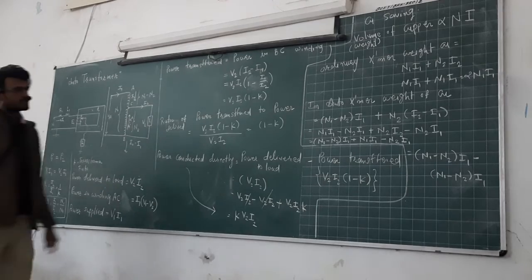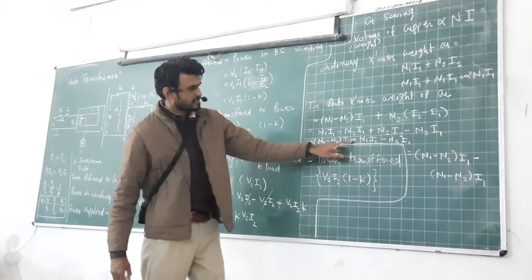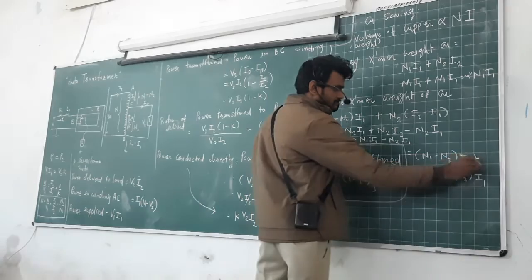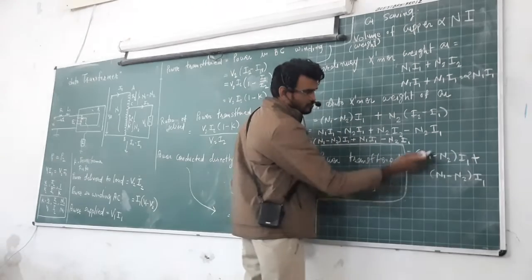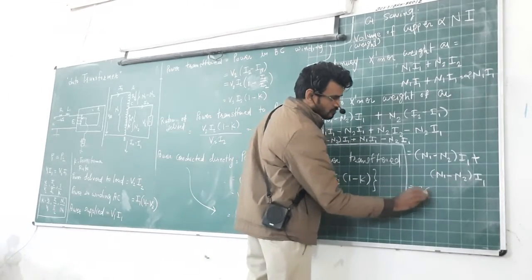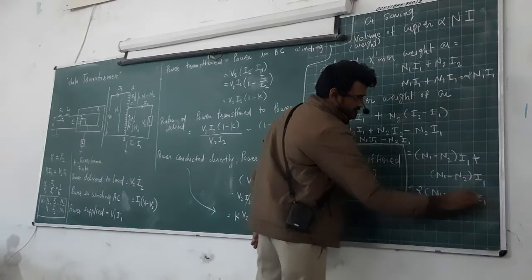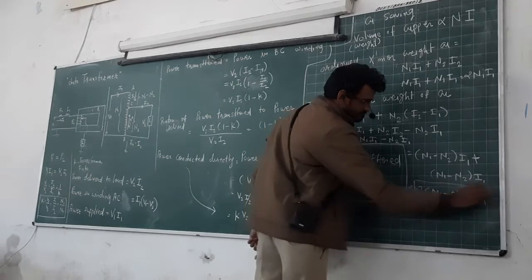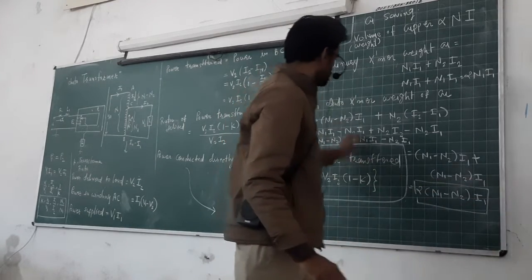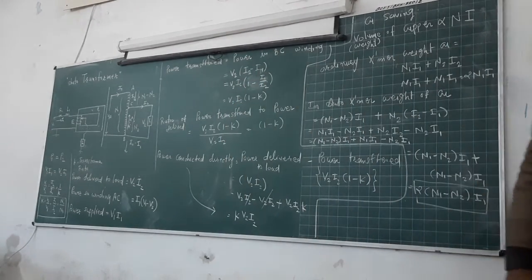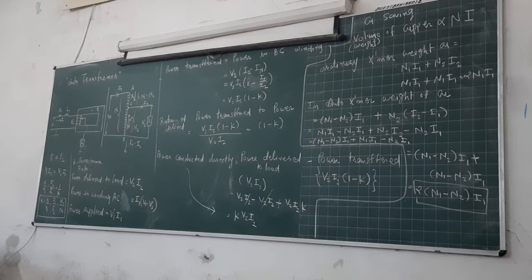Okay, so here it is a plus, then here it is also plus. Correct. So these two terms are same, so we can say 2 times (N1 minus N2) I1. Let's check up to here. Go through this one and see what we can, if we have a query, we can ask.